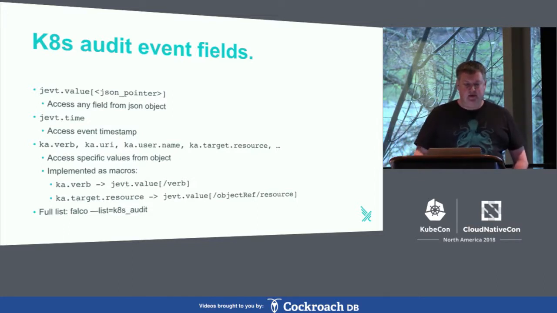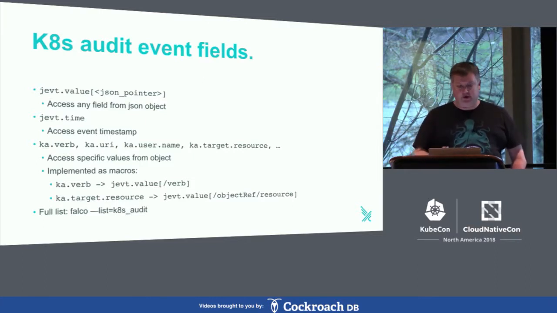So some examples of them are k.verb, k.uri, k.user.name, k.target.resource, and so forth. And they're basically just macros that map one-to-one to a given jevent.value. So k.verb is equivalent to writing jevent.value bracket verb. k.target.resource, same thing.